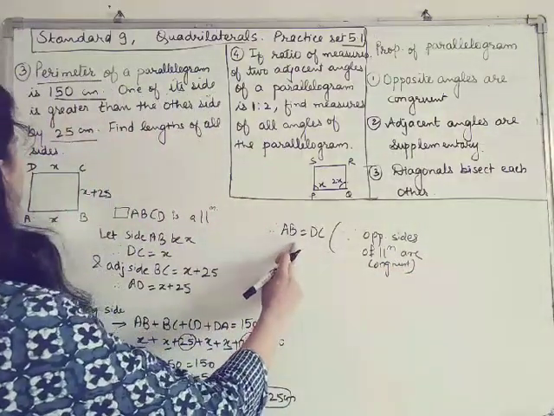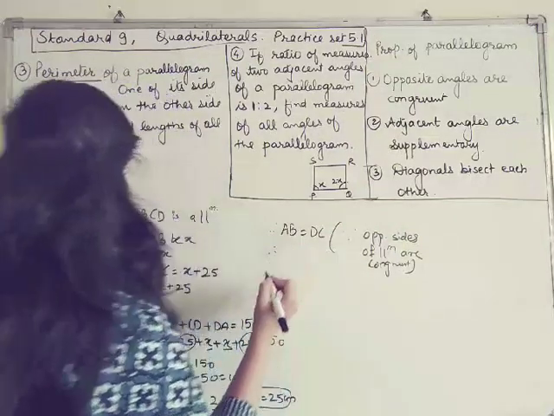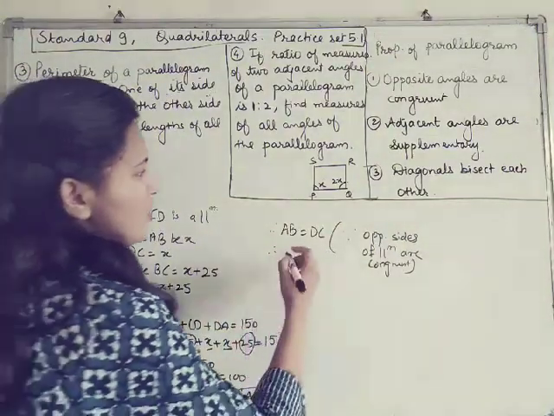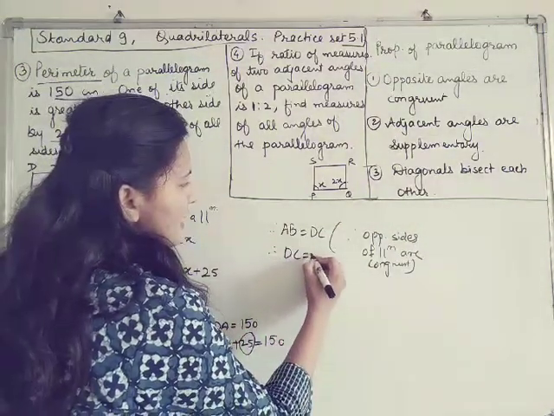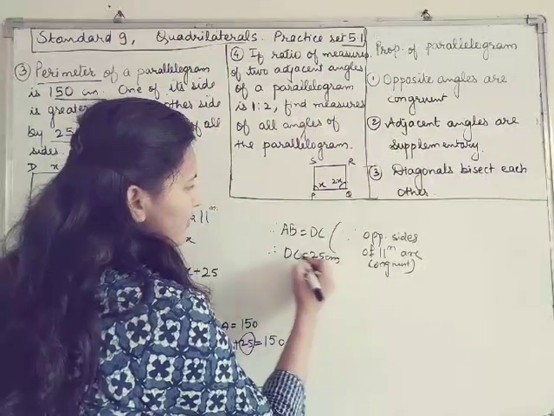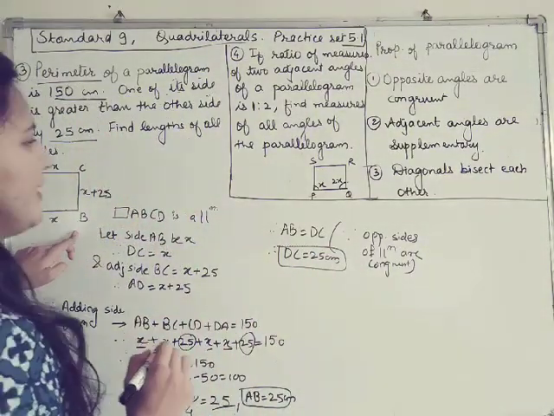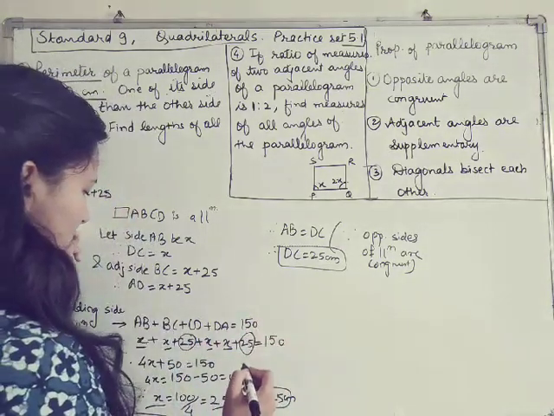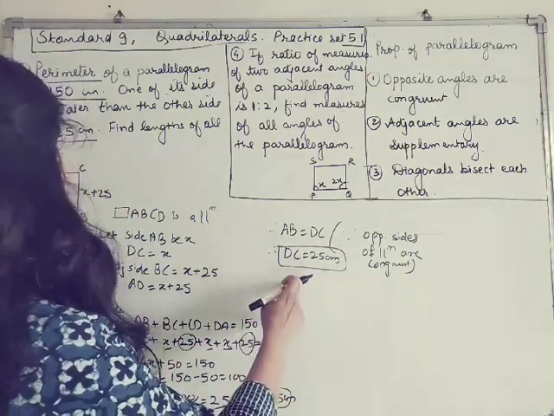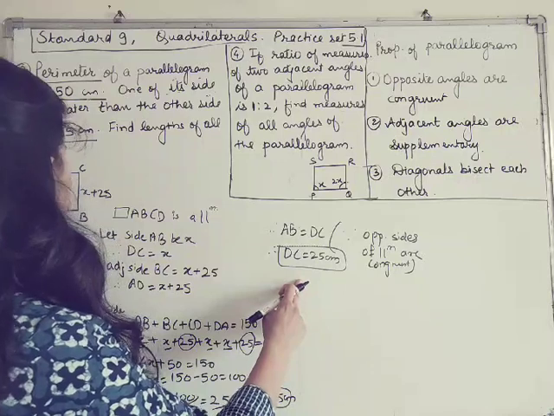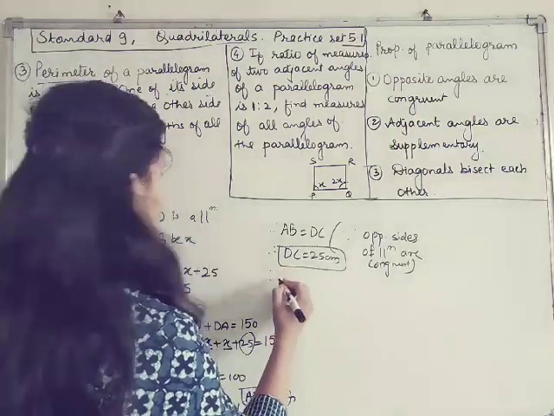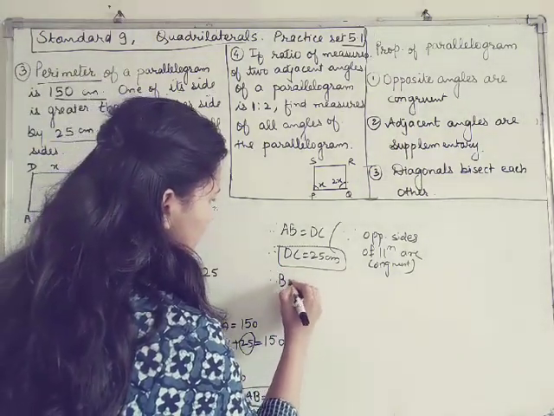AB is equal to DC. So what is AB? AB is 25. So what will be the value of DC? It will be 25 centimeter. Now, if AB is 25 and DC we got as 25, let's find out what is the value of BC.